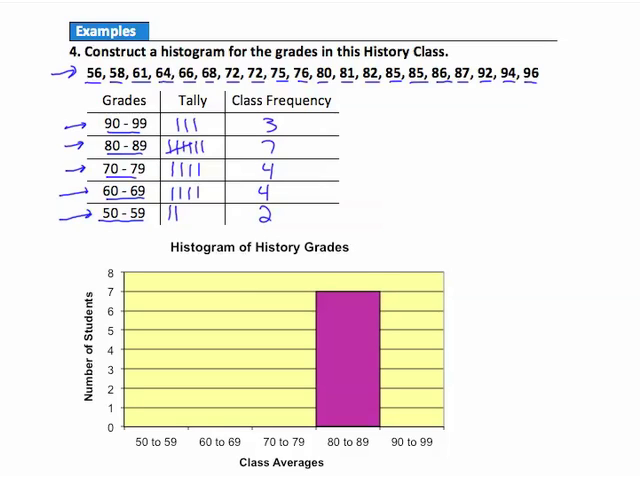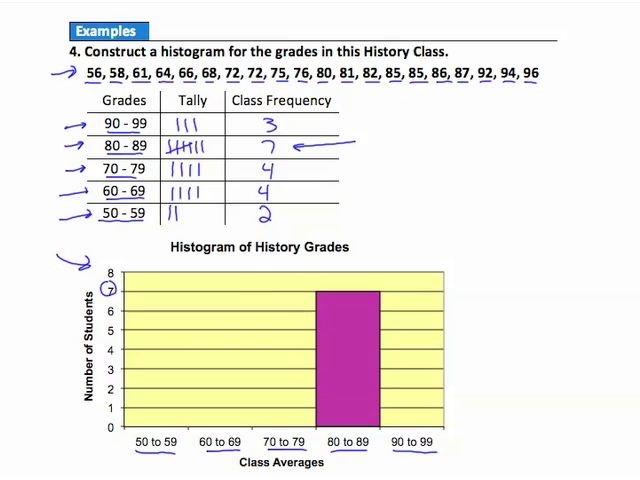So let's come down here and take a look at our histogram. Down at the bottom, I have my class intervals listed: 50 to 59, 60 to 69, 70 to 79, 80 to 89, and 90 to 99. And you notice I've already got 80 to 89 graphed, because I took the class frequency there for 80 to 89, which was 7, and made a bar that comes all the way up to 7.